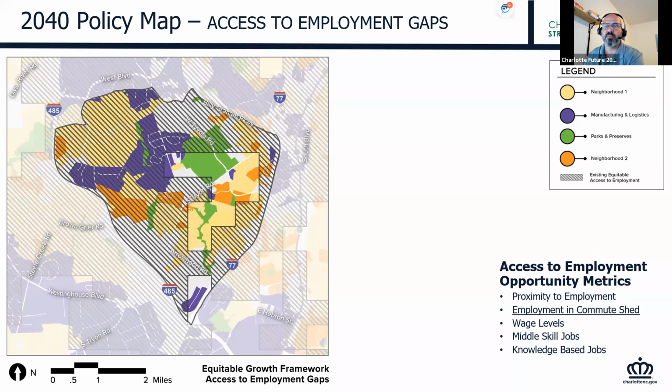The place type mapping focused on providing the opportunity for employment within a commute shed, which is 1.5 miles of every neighborhood, not within every neighborhood per se. The items that aren't underlined can happen within any employment area, and therefore other tools outside of place types will be explored to help address these gaps.